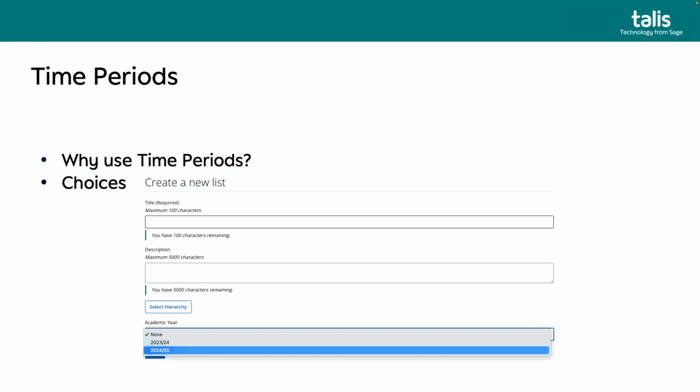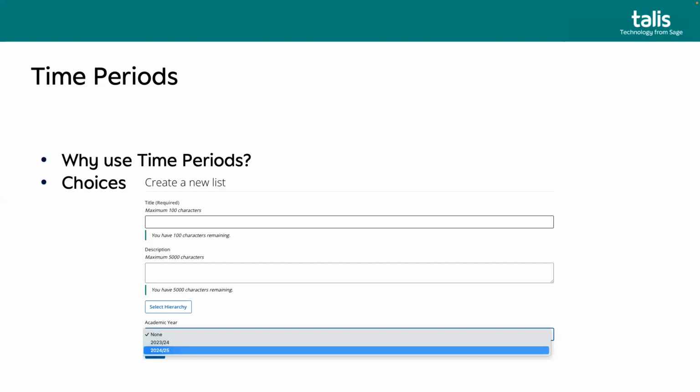And they work by allowing you to label a list with a predefined time title. The screenshot I've got on screen here is set up fairly traditionally. I'm currently creating a list, and I can choose from 23-24 or 24-25. But you do have a lot of flexibility with how you set time periods up.